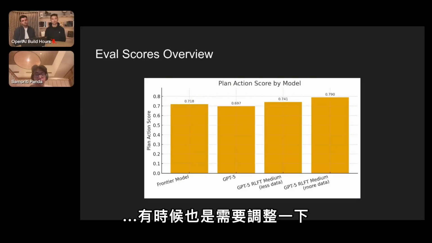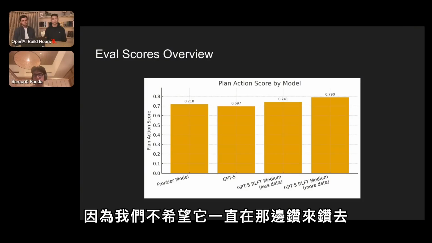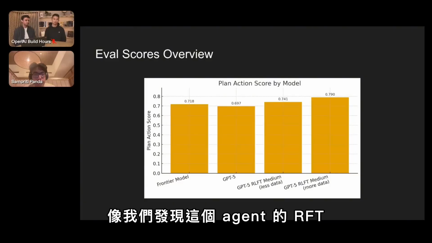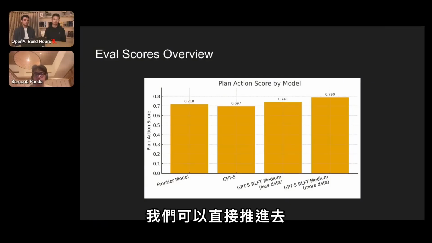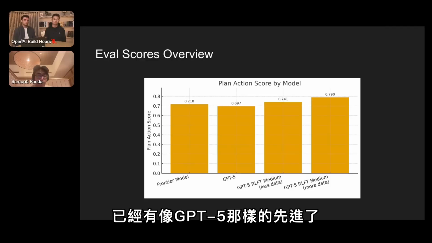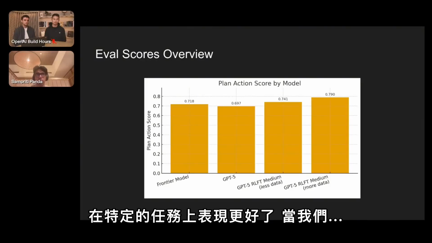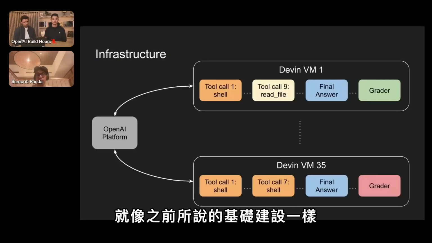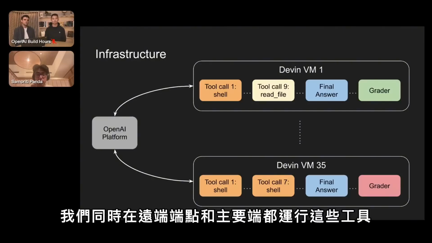And also during training, we did have to penalize if the model took too long, because we don't want the model to keep exploring and never be satisfied. So as we noticed, with this Agent RFT feature, we can push an already frontier model like GPT-5 even further on a specialized task when we have a clear reward of what we want to optimize.